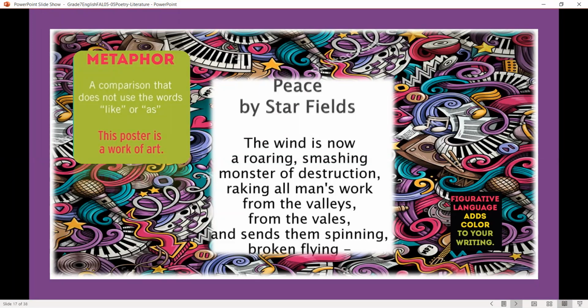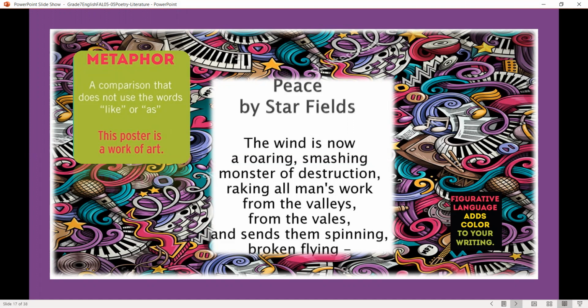Very good, Amo. It does not use like or as. So yes, it's comparing, but not using like or as. That's what I'm here for. If you forget, I'm here to remind you. Okay, so we have an example. The poster is a work of art.